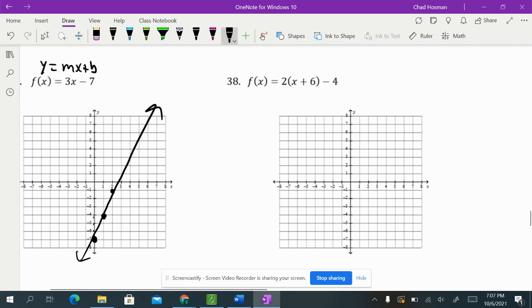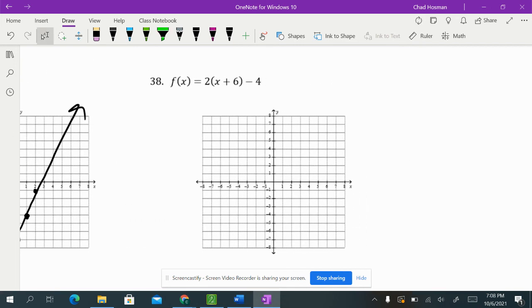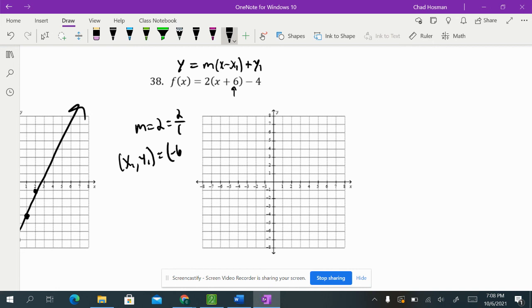All right, then last one we're going to go through. We have it in point-slope form, right? So that's y equals m times x minus x1 plus y1. All right, so we know the slope is going to be 2, which is the same thing as 2 over 1. Then our point, x1 comma y1, we get from the graph, right? x1 is going to be negative 6, right? Because it switches signs from minus x1 to plus 6. So we should have negative 6.